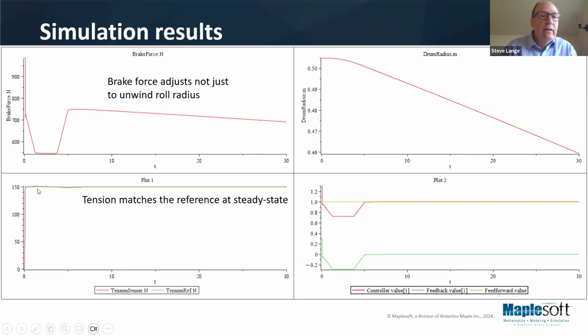But now, looking at the tension plot, especially out at the steady state, there is basically no difference between the steady state tension and the reference. And the spike has been greatly reduced. There's still a little disturbance at the beginning, 5 seconds, but it's barely perceptible compared to what we had before.